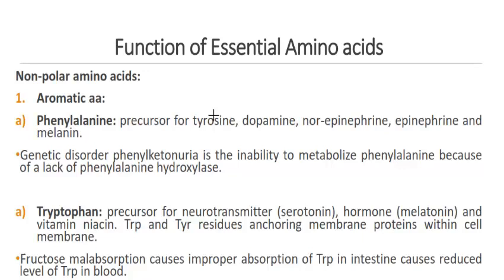Neurotransmitters present in the brain. Dopamine, norepinephrine, this is hormone epinephrine, melanin, all these are made up of phenylalanine, right? Phenylalanine. And what is the genetic disorder caused? Phenylketonuria. Phenylketonuria is the inability to metabolize phenylalanine because of lack of enzyme.